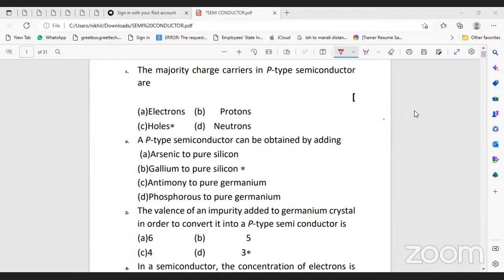Students, as I said, it is basically a comparatively theory-oriented chapter. Not many problems or formulas related to semiconductor electronic devices. Look at the very first question.